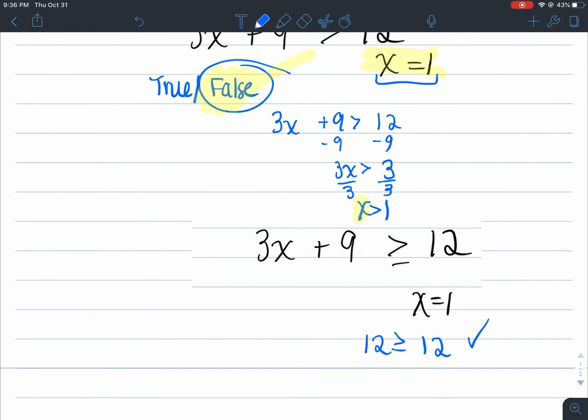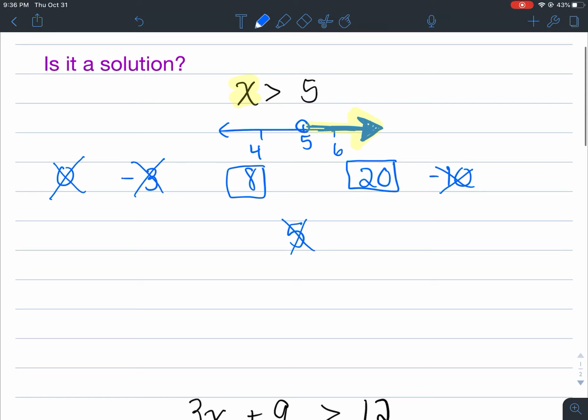Keep that in mind when you're trying to use those substitutions, that there's an infinite set, so sometimes you can solve it, and then you would just pick anything that would fit that set.